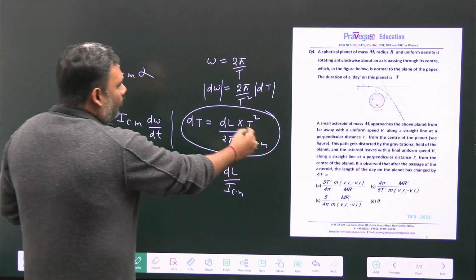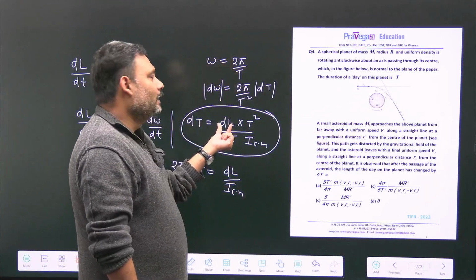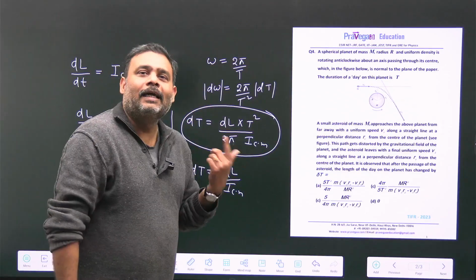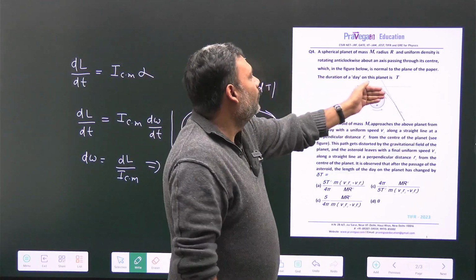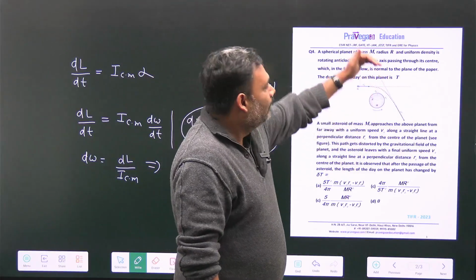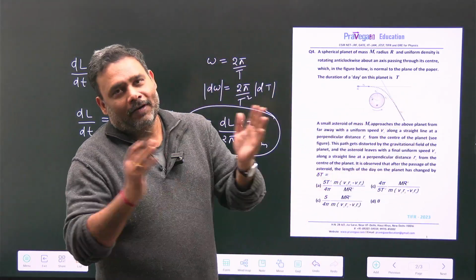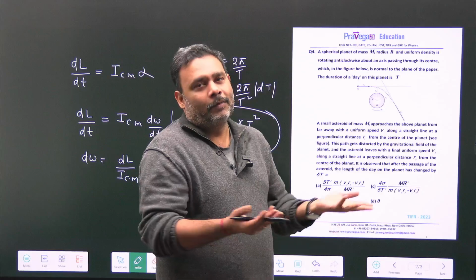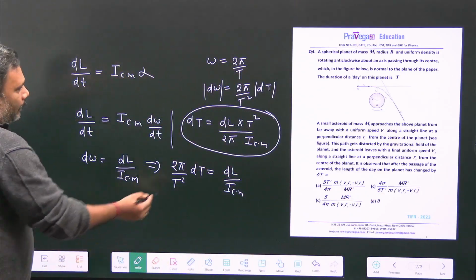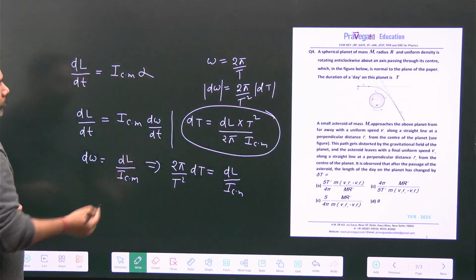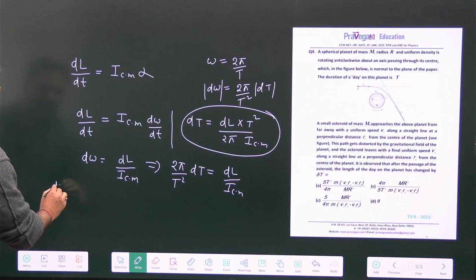And now we know what I_CM is. I_CM is equal to 2 by 5 m r square. The whole challenge is what will be dL, the change in angular momentum. The incoming velocity is given, the perpendicular distance is given, the receding velocity is given, and its perpendicular distance is given. So final angular momentum minus initial angular momentum is nothing but the change in angular momentum. From there and this I_CM, we can find dT.